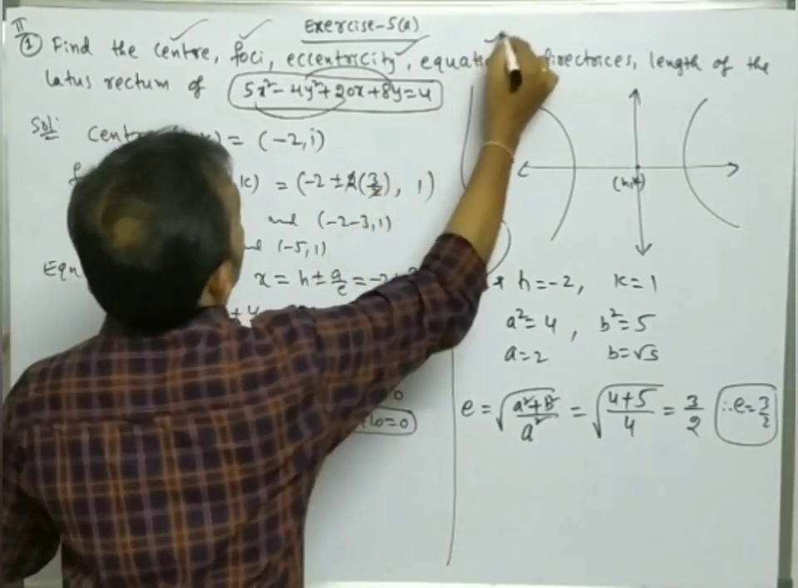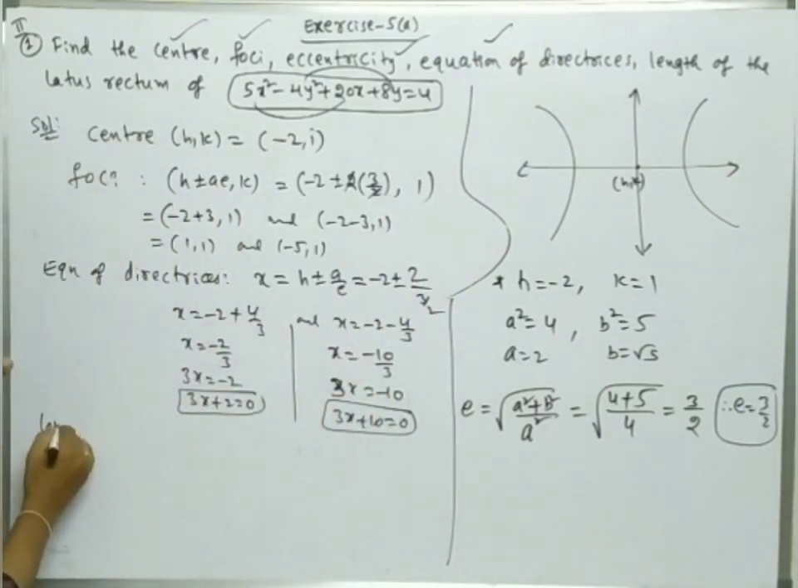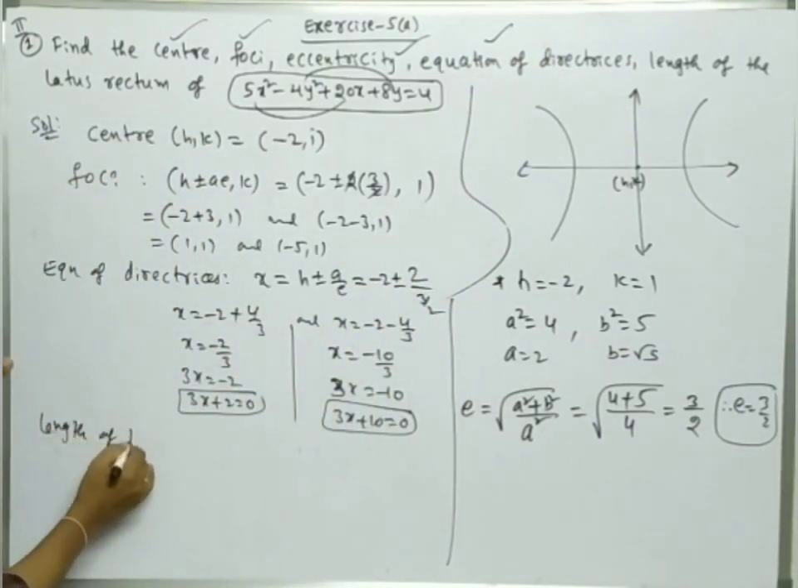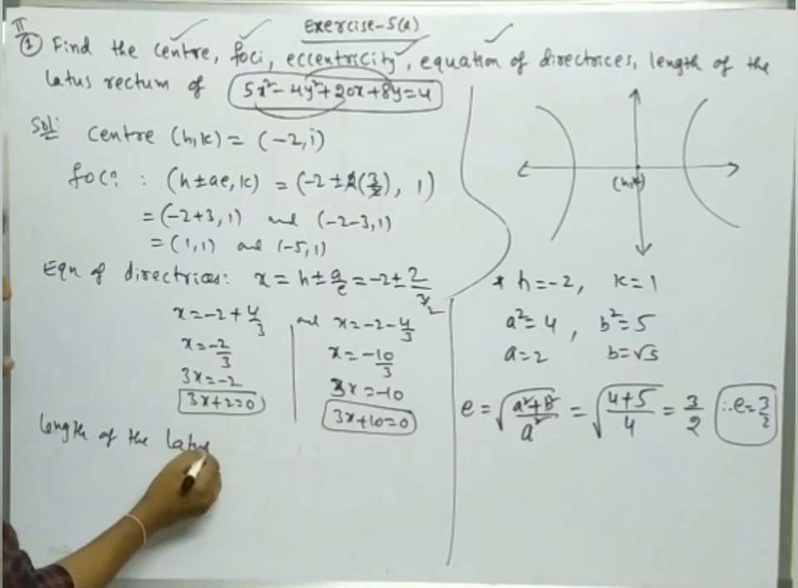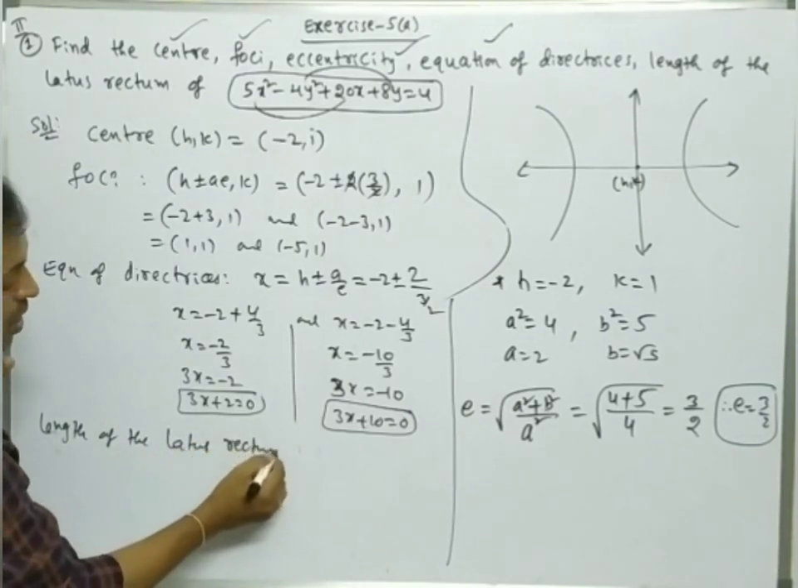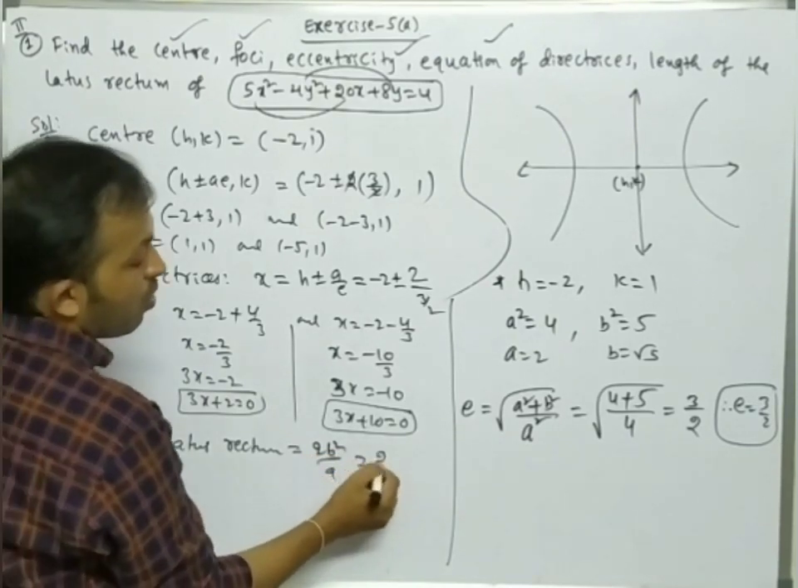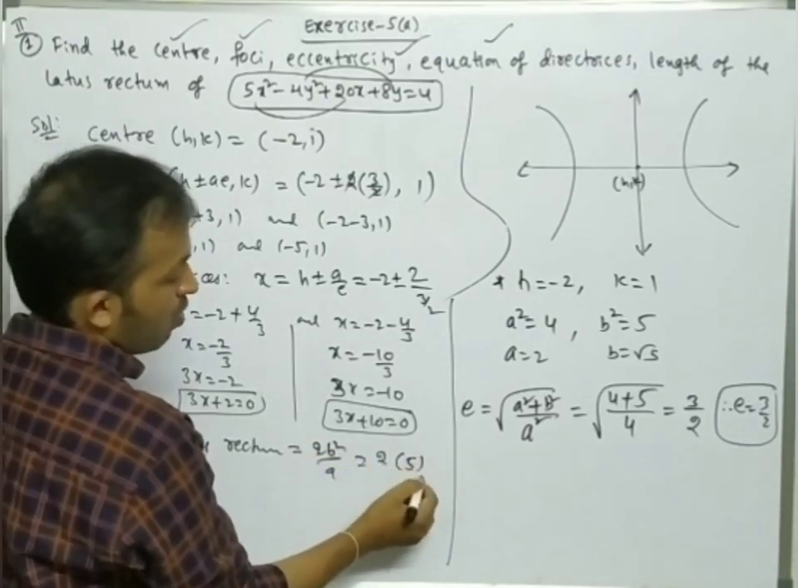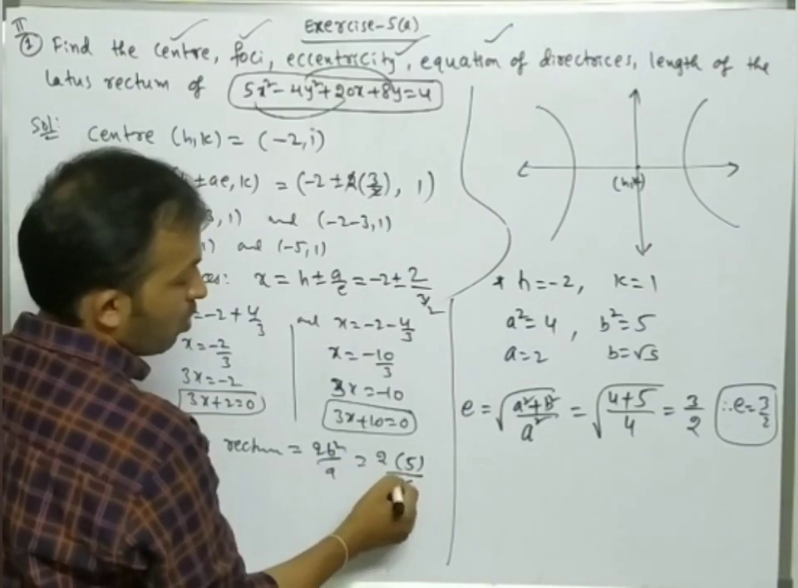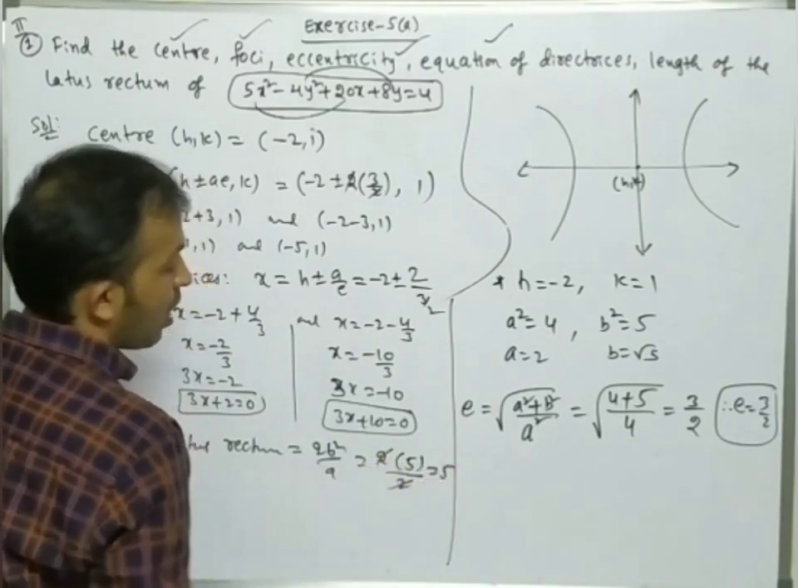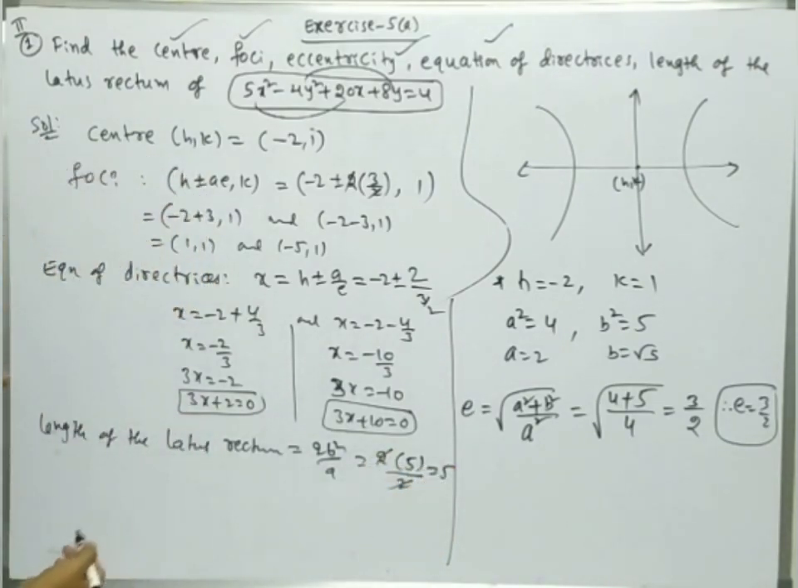Next, length of the latus rectum. What is the formula for the length of the latus rectum for this type of hyperbola? 2b square by a. So 2 into b square 5 by a 2. The 2s cancel, so 5 is the length of the latus rectum. Similarly we can find the length of the transverse axis 2a and the length of the conjugate axis 2b.